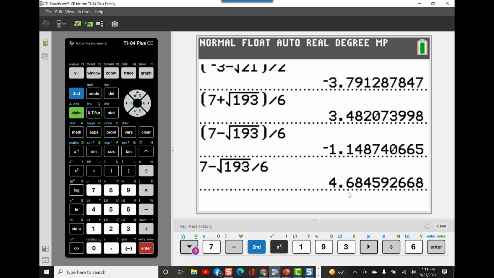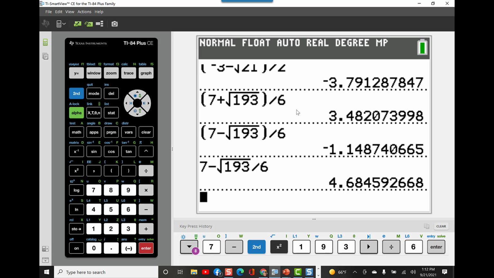And this one, this 4.6845 whatever, is completely wrong because I need to protect, remember, order of operations: parentheses first, then exponents, then multiplication and division left to right, then addition and subtraction left to right. So you've got to do the parentheses first, protect that numerator by putting parentheses around it. All right. Now, let me go back.